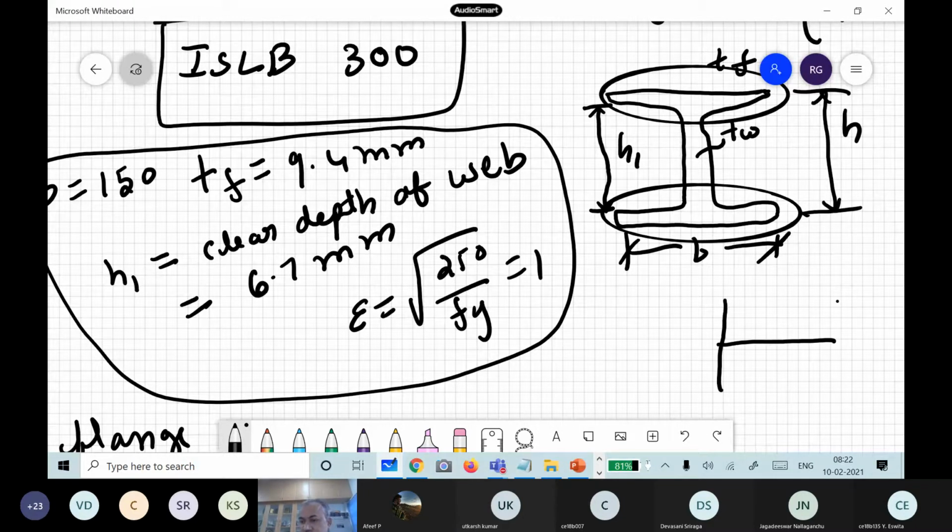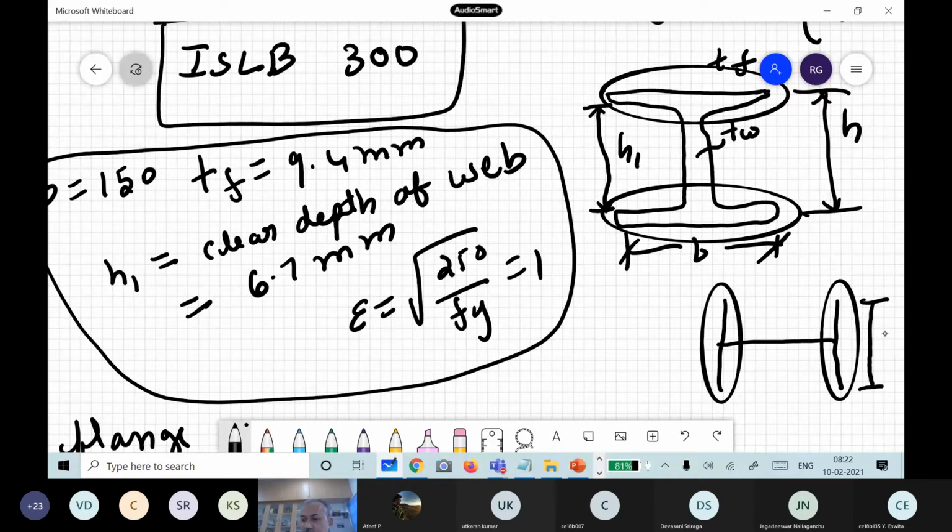See, this is my I section. Now I want to find out the local buckling of this flange. The total width is B. How much should we take? B minus tw, or see, what happens here in buckling? At the center, if you have a column like this, the buckling mode shape will be like this. Now if I have the same column and at the midpoint I fix it, or join it, what will be the buckling mode shape of this kind of column?